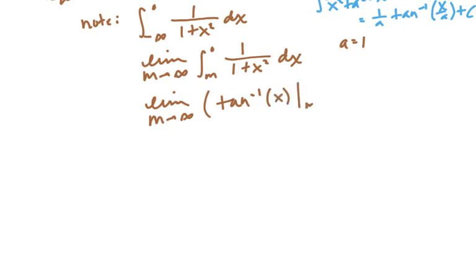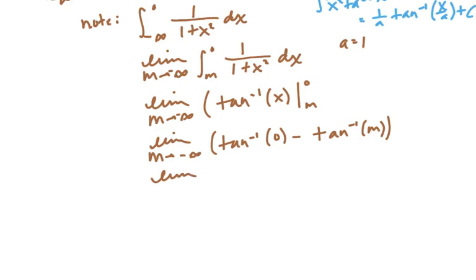And we are going from m to 0. And we're in that limit. I keep leaving my negative infinities off. I apologize for that. So here we have the inverse tangent. So we say the limit as m approaches negative infinity. We have inverse tangent of 0 minus inverse tangent of m.